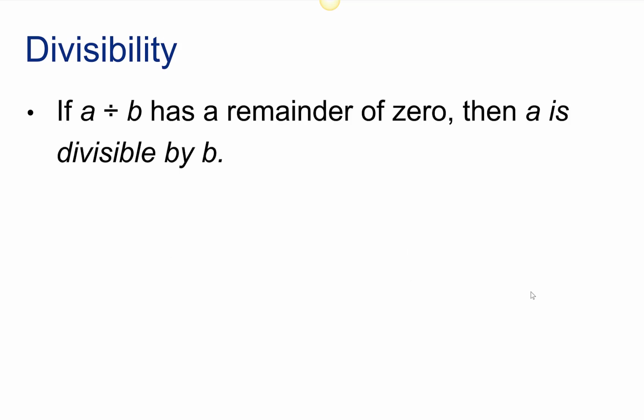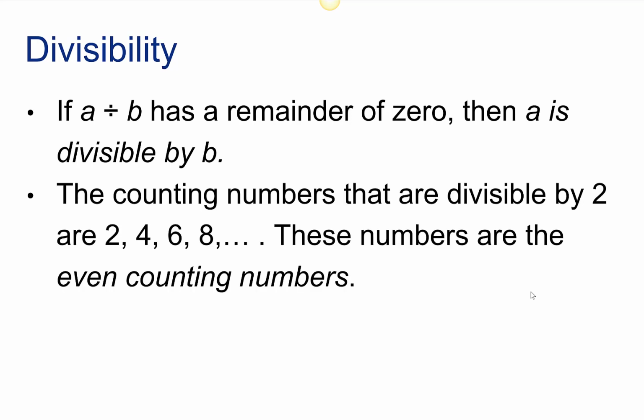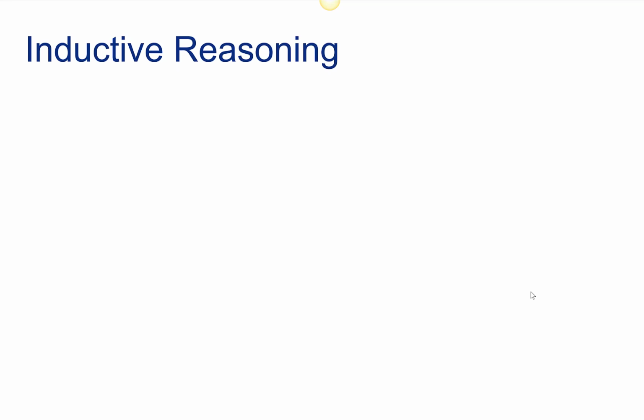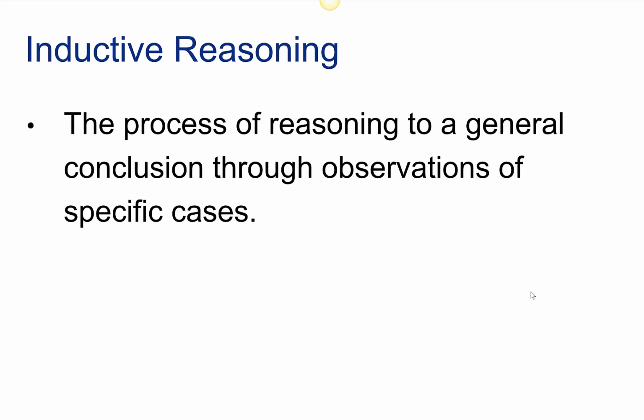If a is divisible by b with a remainder of 0, then we say that a is divisible by b. The counting numbers are divisible by 2. The counting numbers that are not divisible by 2 are 1, 3, 5, 7, and we call these the odd counting numbers. Inductive reasoning is the process of reasoning to a general conclusion through observations of specific cases.